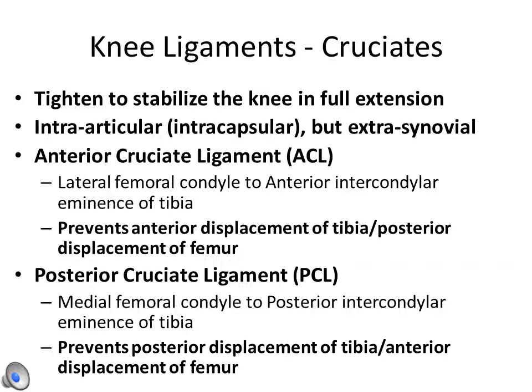These ligaments tighten to stabilize the knee in full extension. The ACL is attached to the lateral femoral condyle and the anterior intercondylar eminence of the tibia. The ACL prevents anterior displacement of the tibia or posterior displacement of the femur. The PCL is attached to the medial femoral condyle and the posterior intercondylar eminence of the tibia. The PCL prevents posterior displacement of the tibia or anterior displacement of the femur.